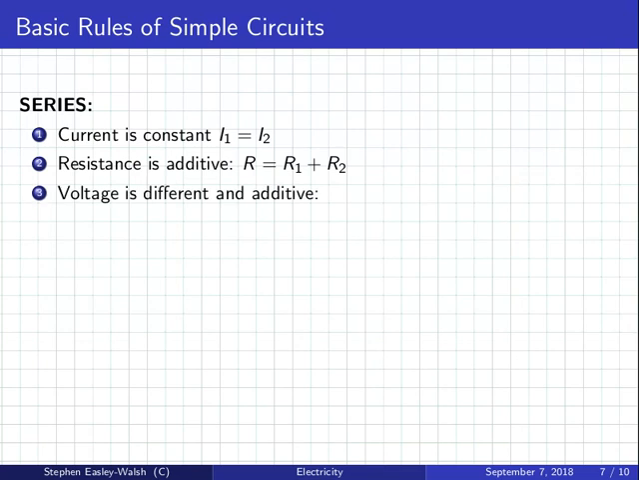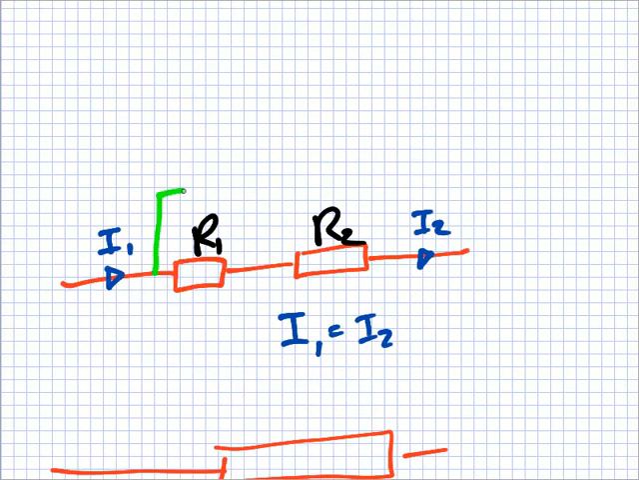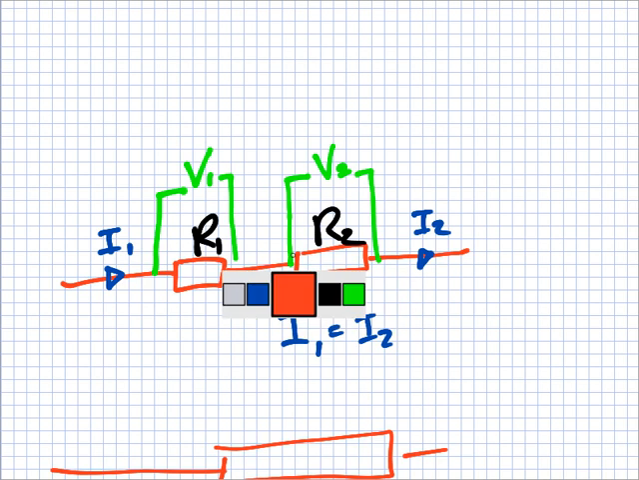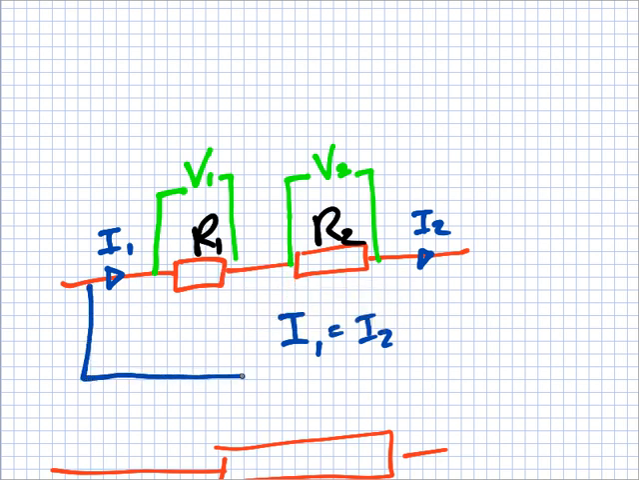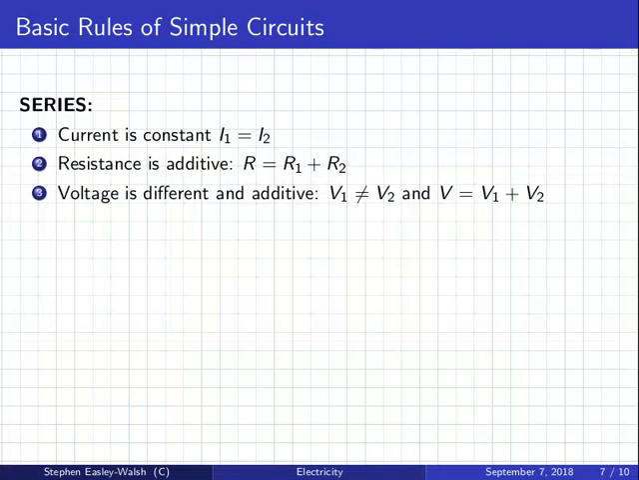Voltage is different and additive. So what I mean here, if I go back to this picture, I put a voltmeter here and I measure the voltage. Let's say it's V1. I put a voltmeter here and measure the voltage. Let's say it's V2. If I was to put one big voltmeter around both and measure the voltage, maybe you won't be surprised to learn that the voltage over both is equal to the voltage over each one added together. So the voltage combines. And it's different, of course. These V's would usually be different because these resistors are usually different resistors. So V1 does not equal V2, but the total is the individuals added up. Okay? Got that? Yeah, is that okay?